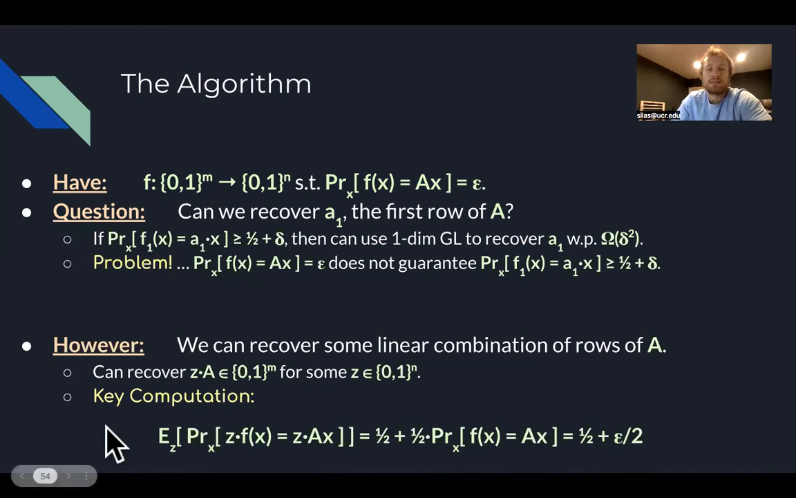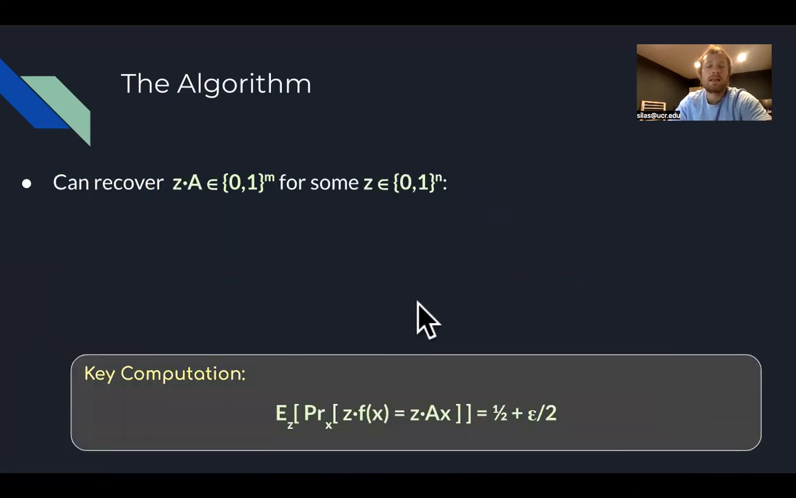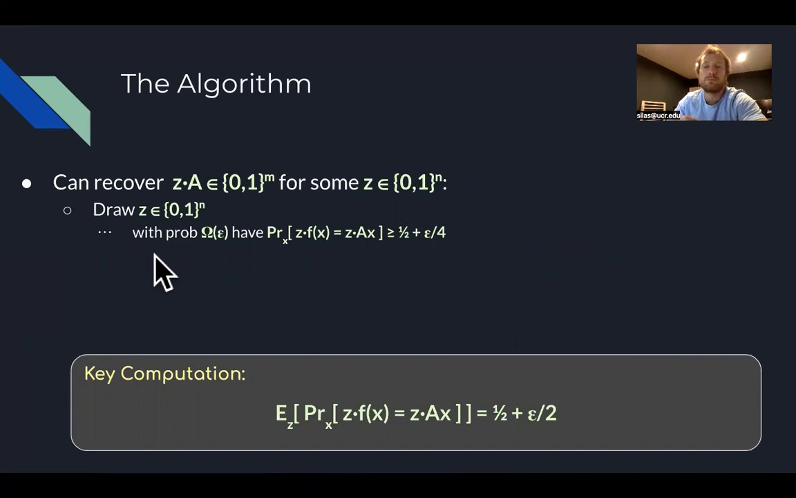And the reason for this is that somehow if you average over all possible row vectors Z, then the expected agreement of the function Z times f of x with Z times A of x is going to be bigger than 1/2. So we are actually in this 1/2 plus delta regime, namely 1/2 plus epsilon over 2 on average. And so what that suggests is that if we drew a random row vector, then with probability about epsilon, we'll have agreement 1/2 plus epsilon over 4.